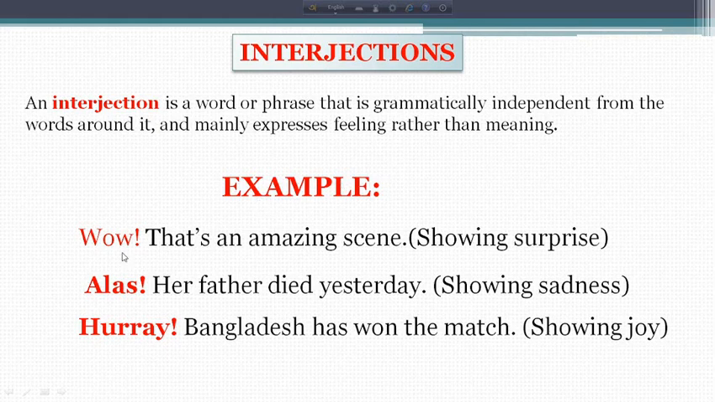Example: Wow, that's an amazing scene. In this sentence, wow expresses surprise. Alas, her father died yesterday. In this sentence, alas shows sadness. Hooray! Bangladesh has won the match. Hooray shows joy.